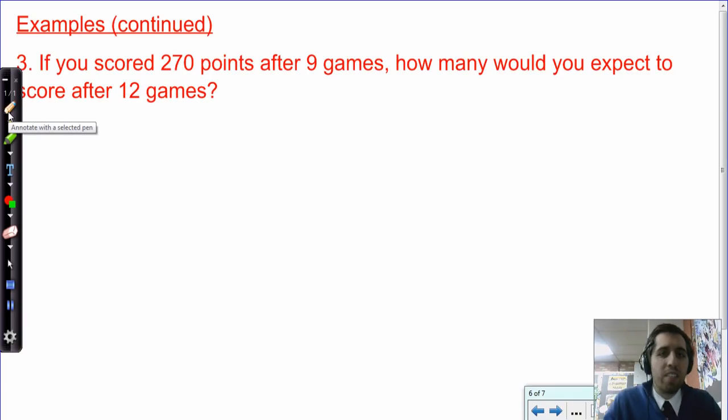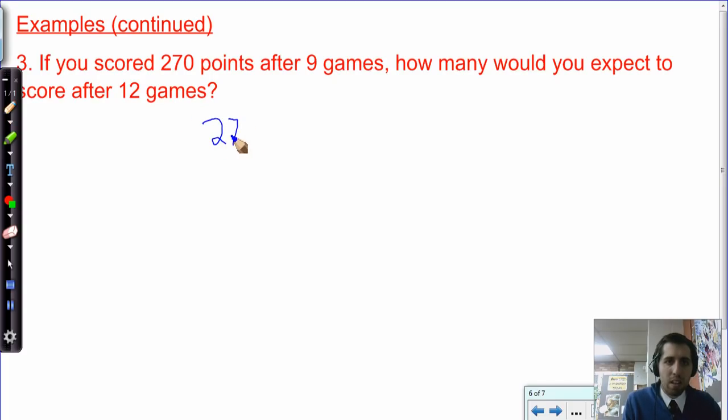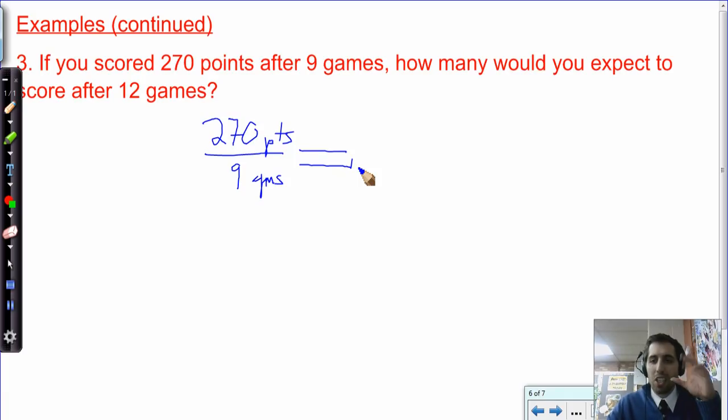So if you scored 270 points after 9 games, how many would you expect to score after 12 games? So 270 points after 9 games equals, and this is what I was talking about earlier when I said there must be symmetry. Symmetry is when something is mirrored to an extent. On the left hand side we have points to games. I just wrote it the way it was written, numerator then denominator. That's fine. I could have even switched it. What's important is the symmetry.